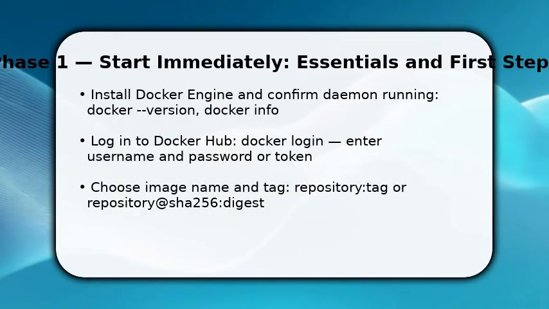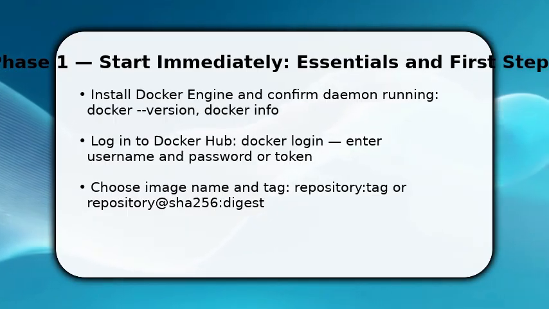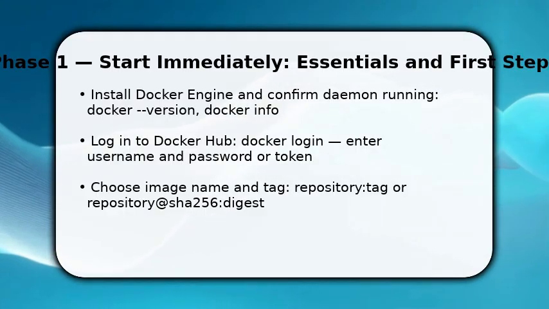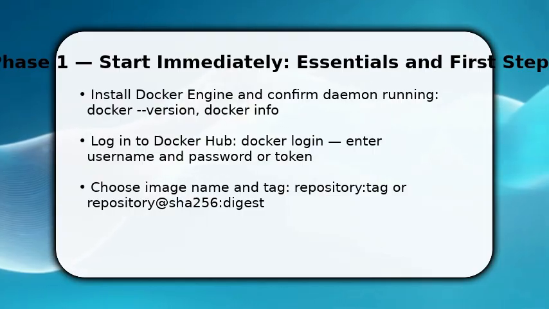You start by verifying prerequisites and taking the first actionable step now. Make sure Docker Engine is installed, the daemon is running, and you can run docker version. Next, authenticate with Docker Hub using docker login so you have pull permissions. Enter your username, then password or token.